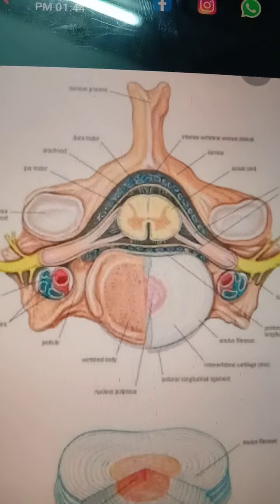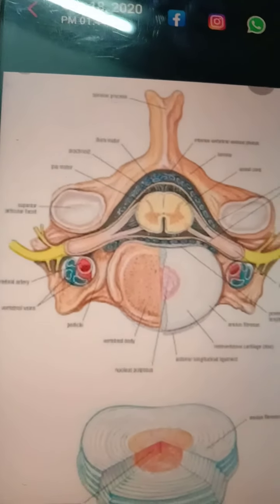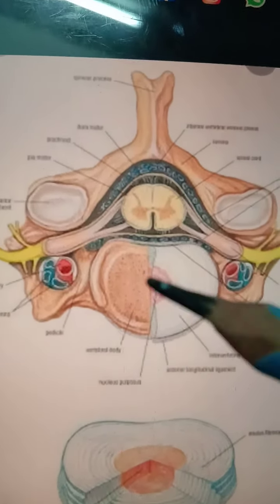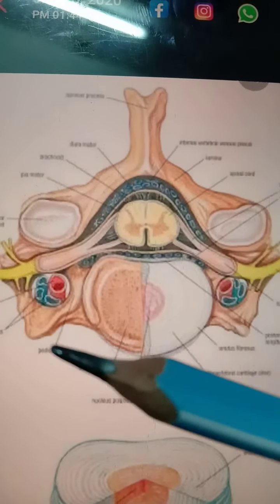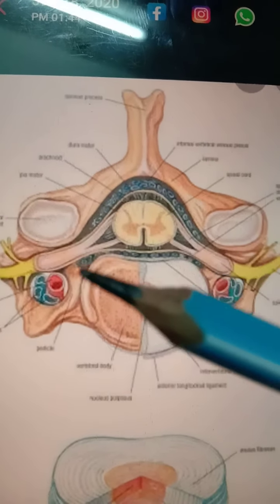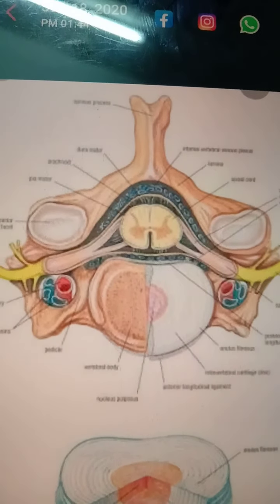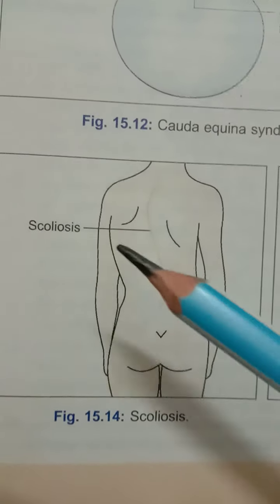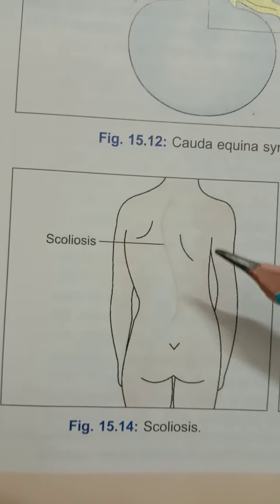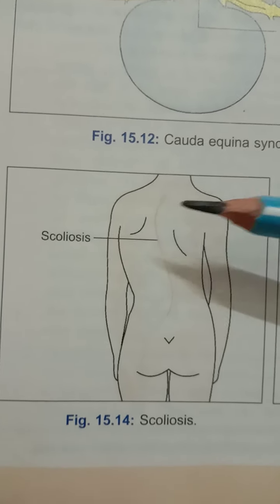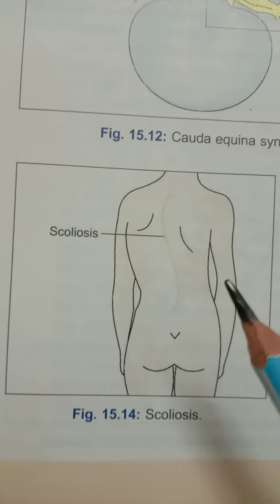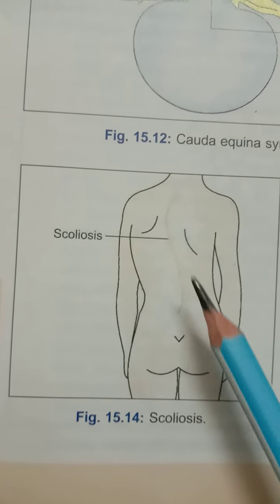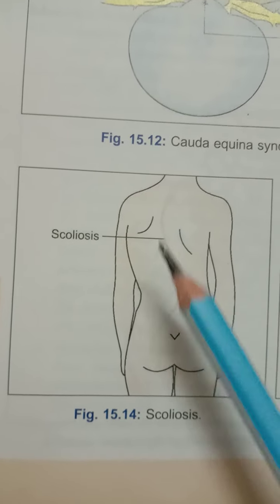Then next, the spine of the thoracic vertebra may point to one side or may be turned to one side. This clinical condition is called the scoliosis. Here you can see the scoliosis, this is the spine of the thoracic vertebra, and it is turned to one side in this condition, and this condition is called the scoliosis.